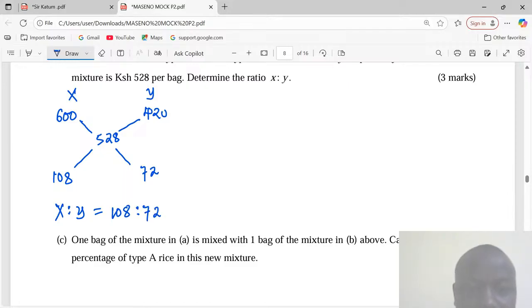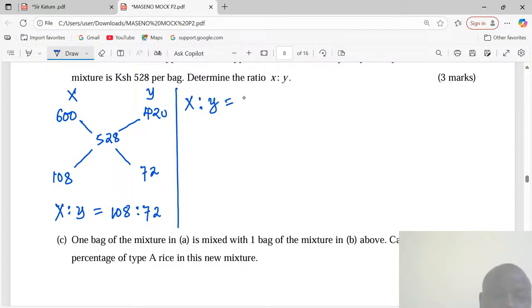So now we can simplify this. Let me check by 12. Can 12 simplify? Yes. So X:Y, 108 by 12 we have 9, and 72 by 12 we have 6. So we can have further simplification. Remember, the ratio is only earned by 3, that is, by 3 we have 3, and by 3, 2. This is the final answer.